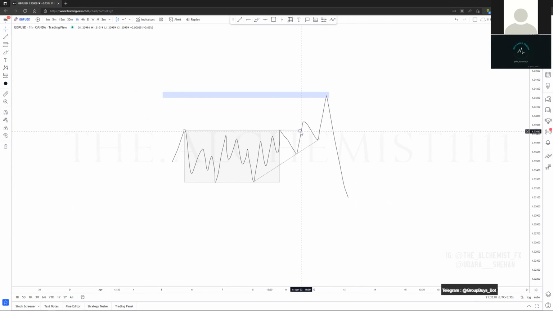Confirmation entries are always better. You know that, right? So you can even do that. Sometimes we never get this and price just goes, so I'll show you.